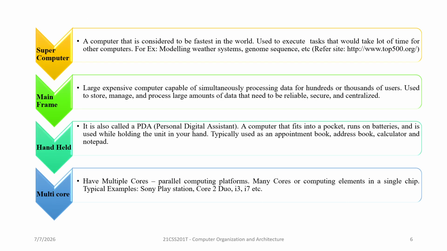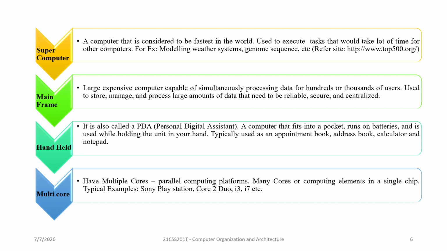Next one is supercomputer. What is a supercomputer? A computer that is considered to be the fastest in the world. It is used to execute tasks that would take a lot of time for other computers, for example, modeling weather systems, genome sequencing, etc.